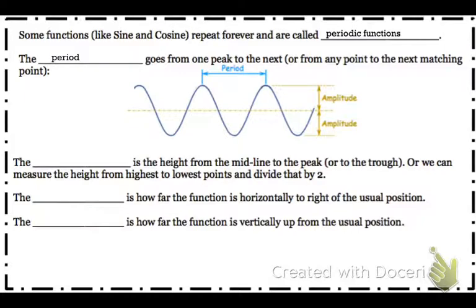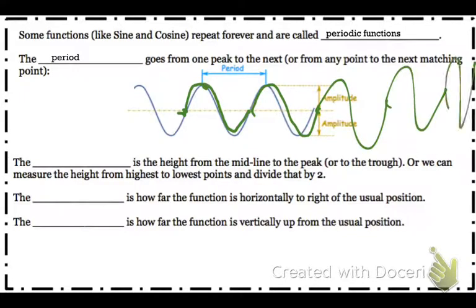Okay, so the period goes from one peak to the next, or from any point to that same matching point to where it starts repeating again. If we look at this right here, we can pick any point. They picked right here. This goes down and back up, and then that's going to repeat right there. You could also pick this point. You go up and then down and back up. That's one period because then it starts repeating again right there. And then it's going to repeat again and again and again. Okay?